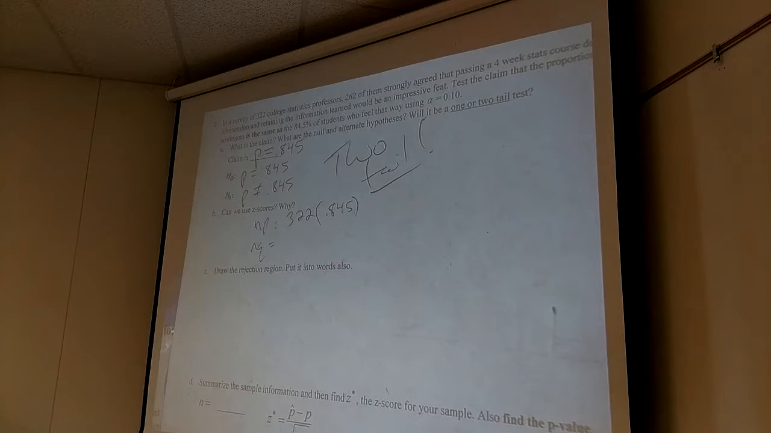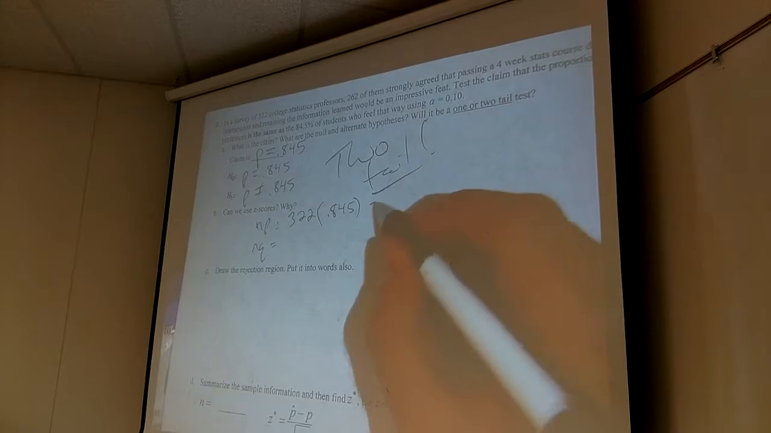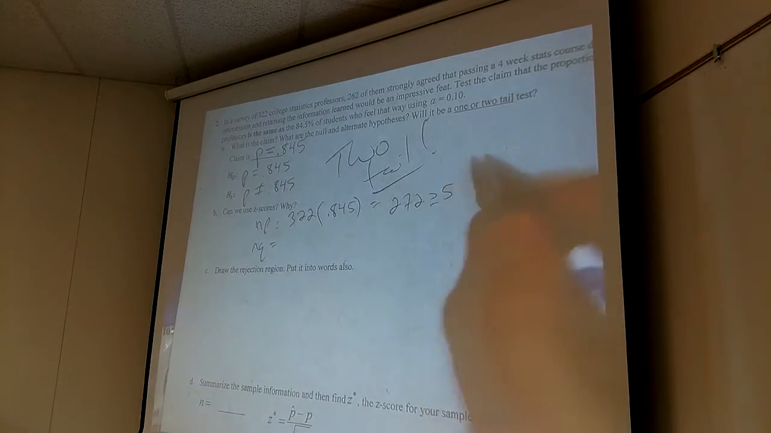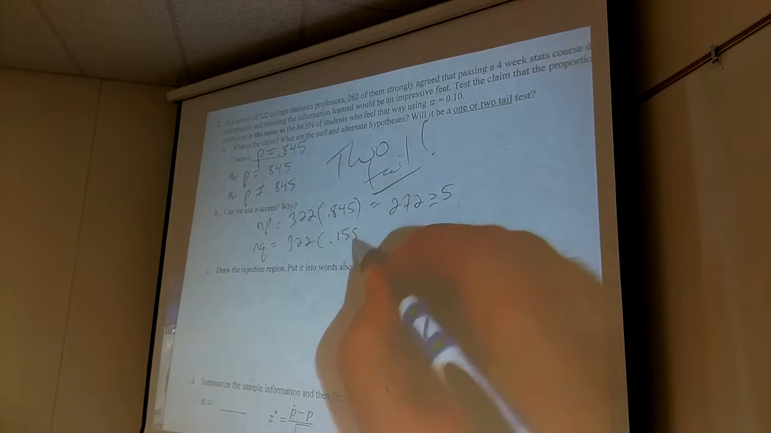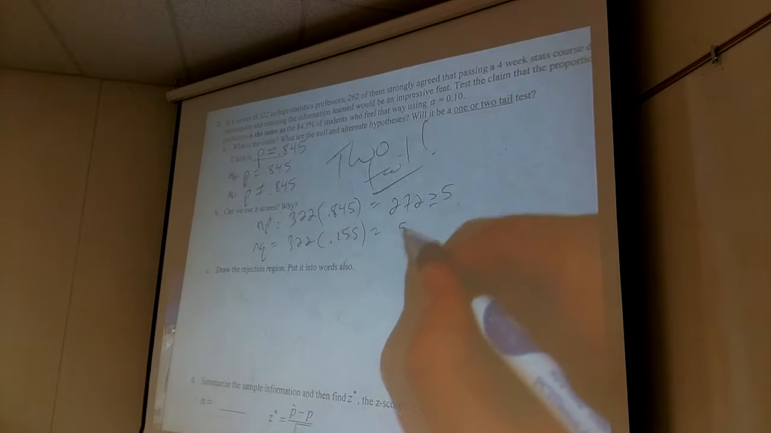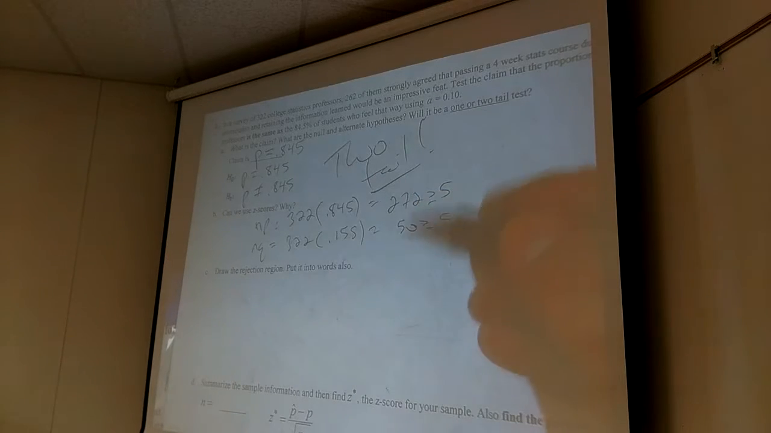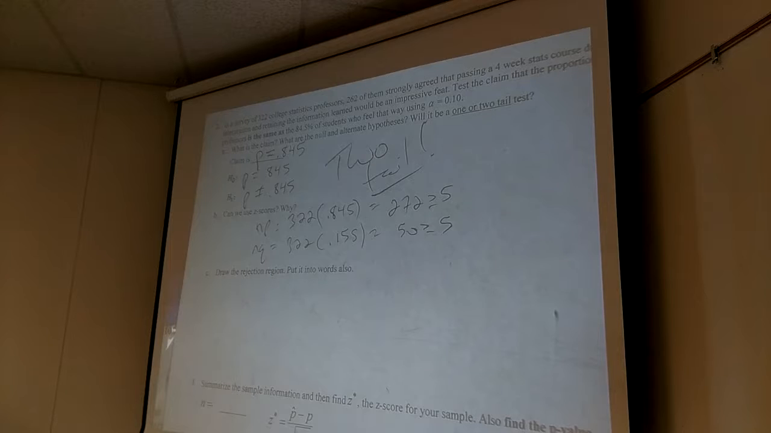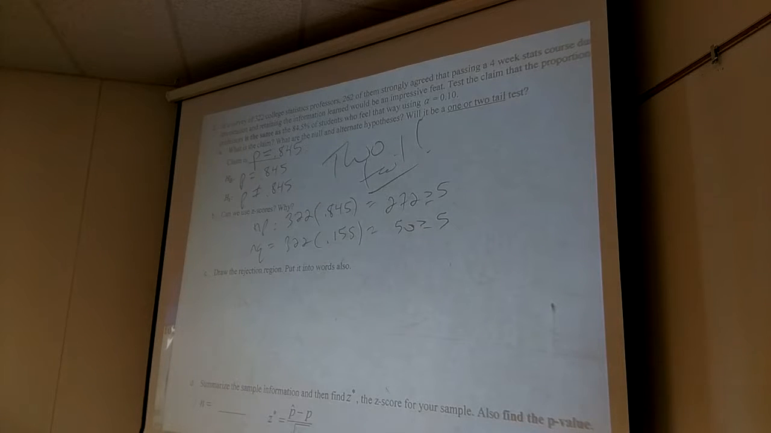845. So that's definitely bigger than 5. Say again? 272 roughly. It's at least 5. And then 322 times what? 155. And that would be 50 about. How'd I do that so fast? These have to add up to 322. All right, how are we doing so far? So n being greater than 30 doesn't mean anything for these problems. It's got to be NP and NQ. I check because it's a percentage problem.